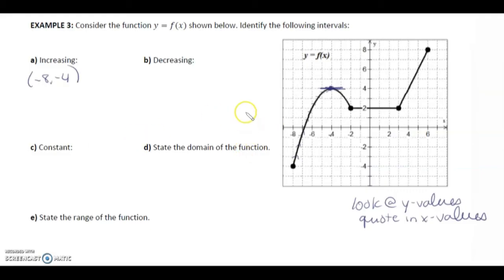So the other place that we're increasing is here. We're increasing from 3 to 6.